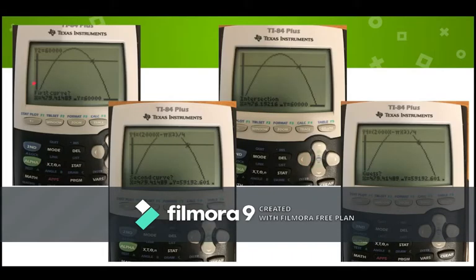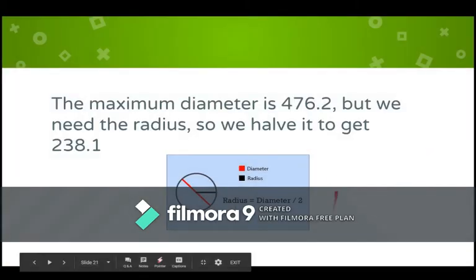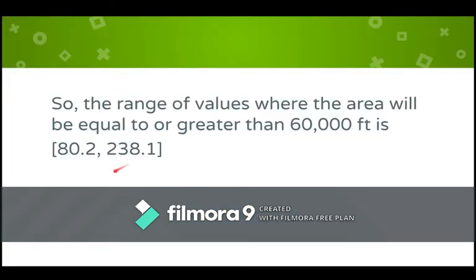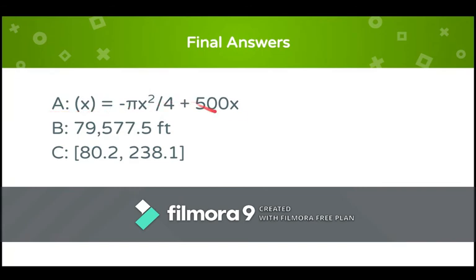And then we did the same again for the farthest intersection point. And we hit enter twice, find 476.2. But since we need the radius, again, we half it to get 238.1 as our max. So the range of values where the area will be greater than or equal to 60,000 is 80.2 to 238.1. Alrighty, these are our final answers. We hope you guys have enjoyed this project, and we hope you've learned a little something from it.